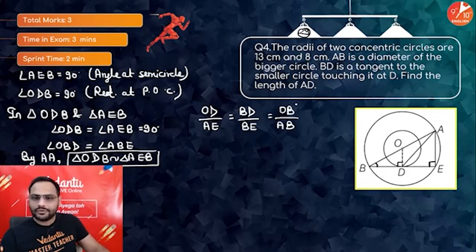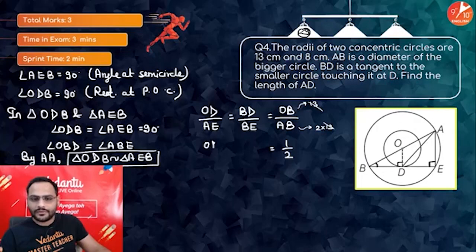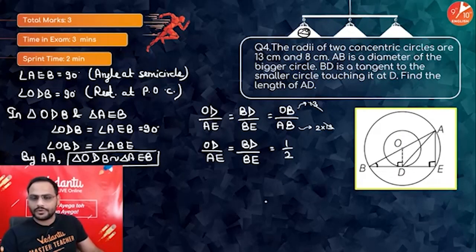Now look, beta, I know OB is the radius of the outer circle, so it is 13, and AB is the diameter of the outer circle, so this will be 2 times 13. So radius upon diameter will be 1:2. So this is 1/2. I can say OD upon AE is equal to BD upon BE is equal to 1:2. BD is not given.